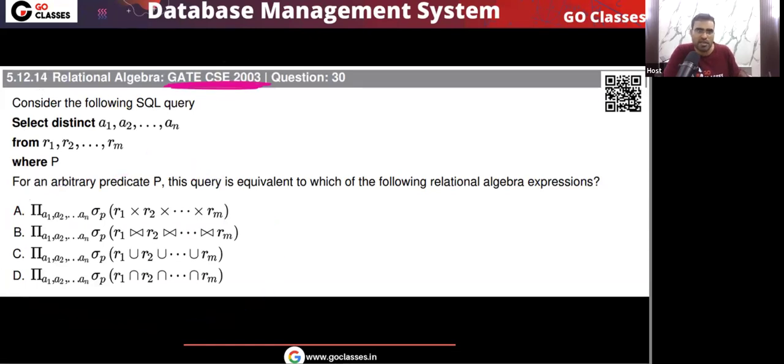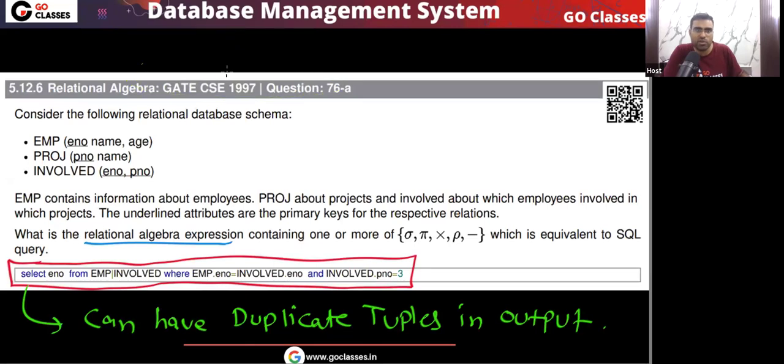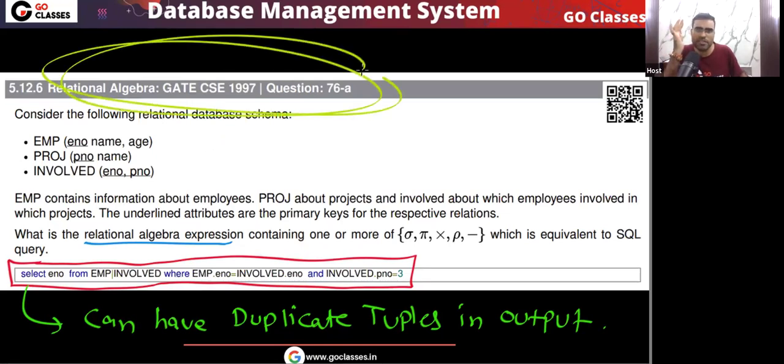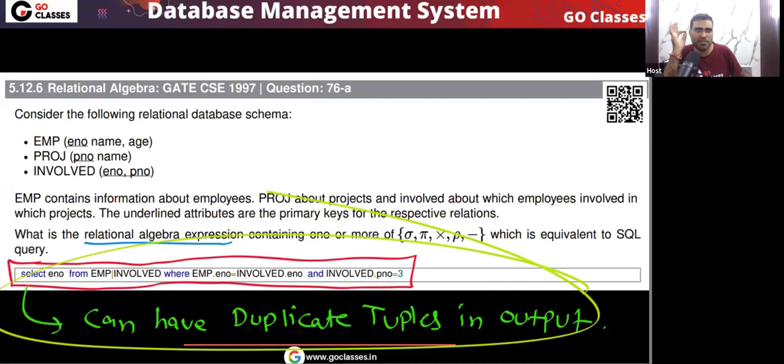You can see this is an objective question. But if you notice this GATE 1997 question, this is your subjective question. In the old days, the GATE exam was a subjective exam. So when you are writing your answer in the subjective paper, then you can mention this line, yes or no.